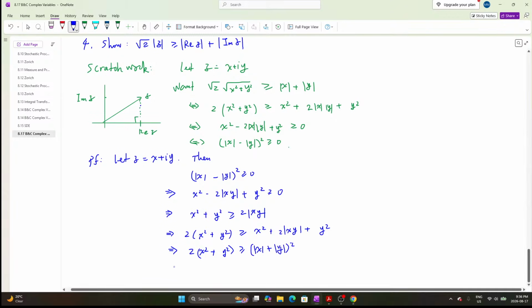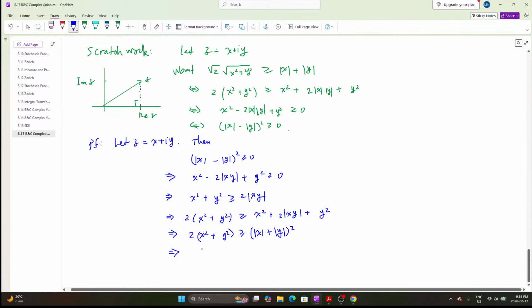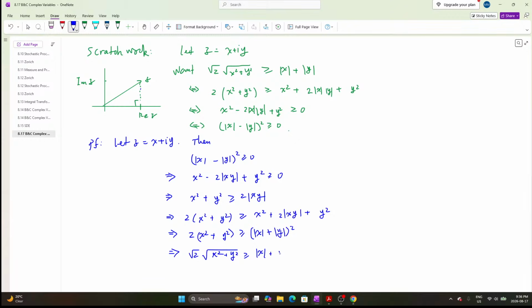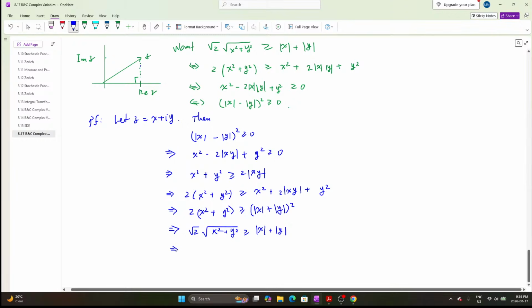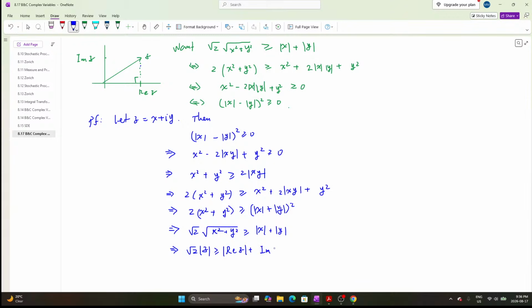Now taking the square roots on both sides, you get the square root of 2 times the square root of x squared plus y squared greater or equal to x absolute value plus y absolute value. So this is the square root of 2 times the modulus of z greater or equal to the absolute value of the real part of z plus the imaginary part of z.